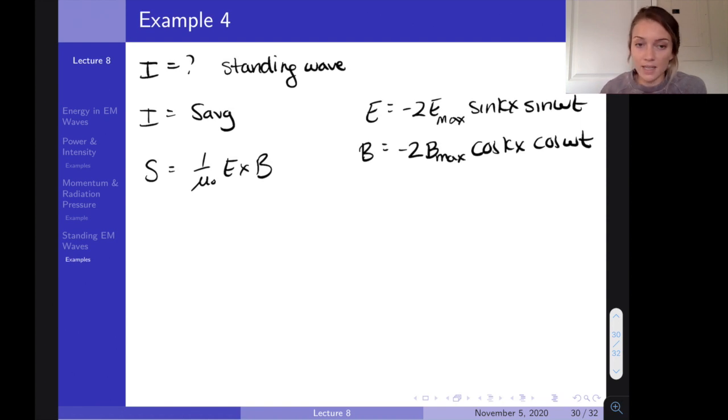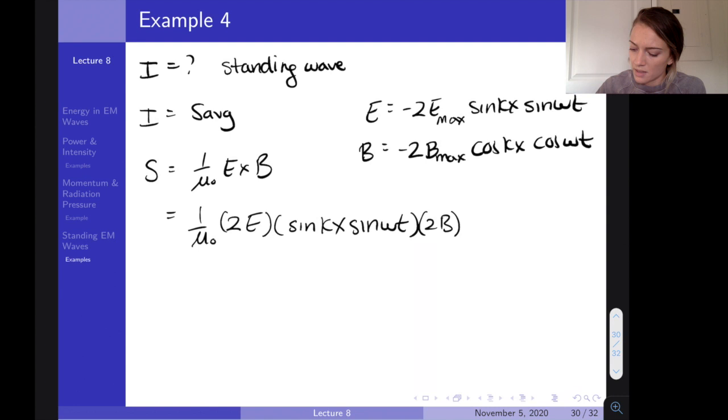So let's take the Poynting vector at a moment in time. All we have to do is multiply our electric and magnetic field wave functions together, since we know that they're going to be perpendicular. We don't have to worry about this cross product here. So we're going to have 1 over mu naught, then 2E, I'll just call this E for Emax right now, times sine kx sine omega t. And then we have 2B cosine kx, and then cosine omega t.